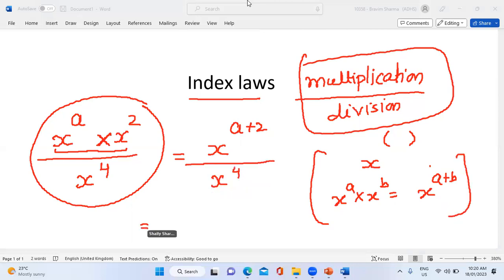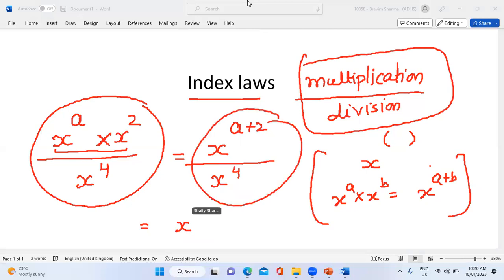Now I can apply the division law. So it will be a plus 2 minus 4. Because here is a single term, you can write it without bracket. Now, because we can further simplify this expression, it will be x to the power of a minus 2. So this is the final answer.